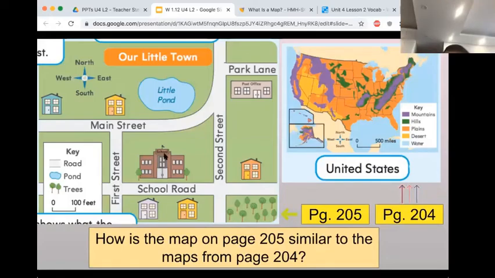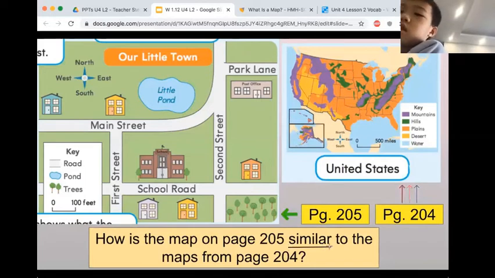So how is the map on page 205 similar to the maps from page 204? How are they the same? Ruby, what do you think? Map page 204 is one part of the earth, and page 205 is a little city or a town. But I want to know how they are similar. How are they the same?